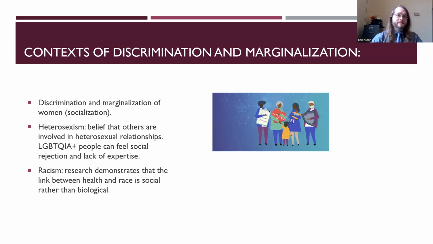In regards to race, what research tells us is the link between health and race is generally more social than biological. When we consider race in the context of other factors, again, things such as socioeconomic status, health literacy, access to information, those tend to be greater determinants of health and lifespan than an inherent genetic element.